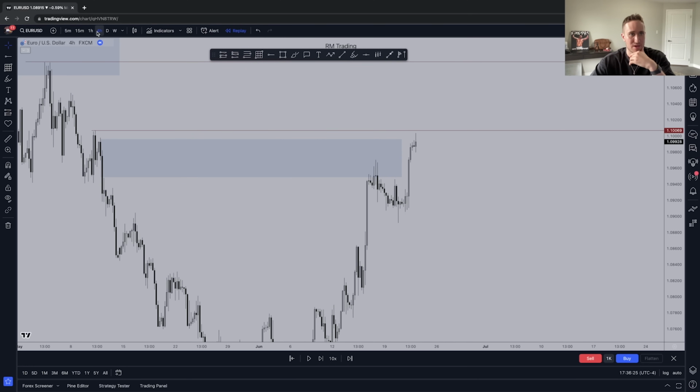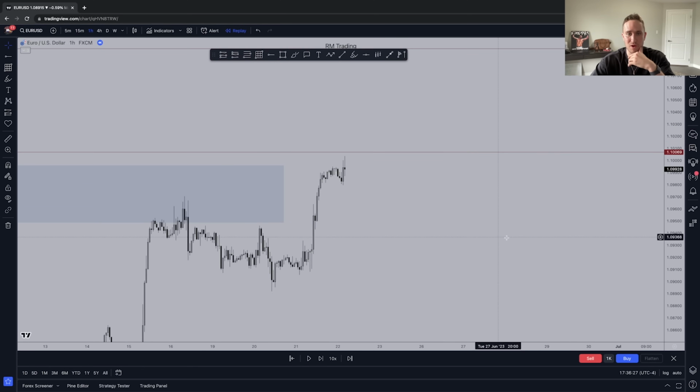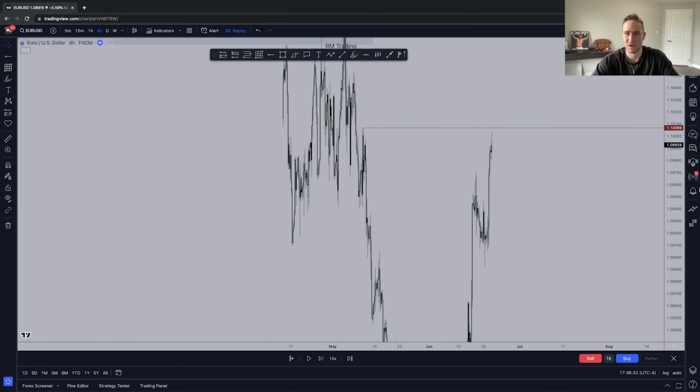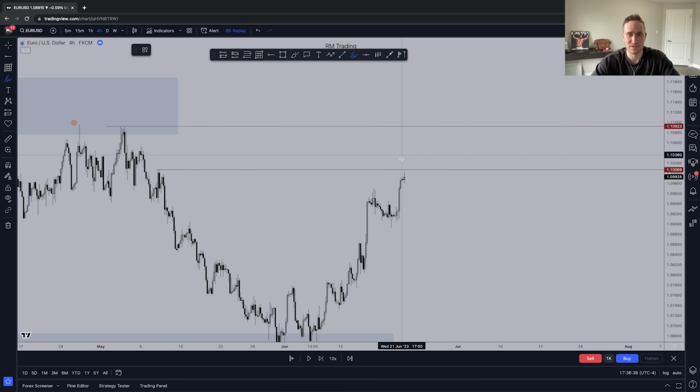So when we get on here, we don't want to be looking for sells. I'm just going to go to the 4-hour time frame. We don't want to be looking for sells until this area is taken out, because all this is doing here is tricking early people in to then stop out, and then the move will happen. And that's literally exactly what happened.